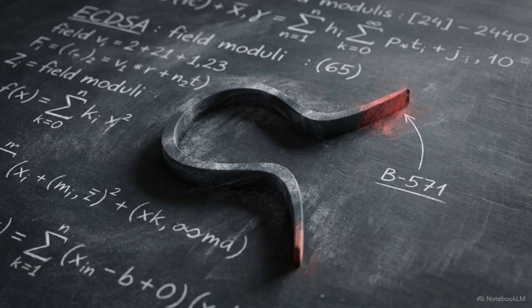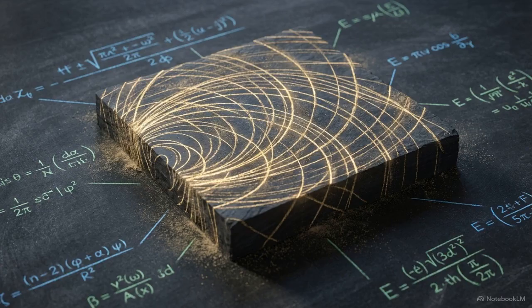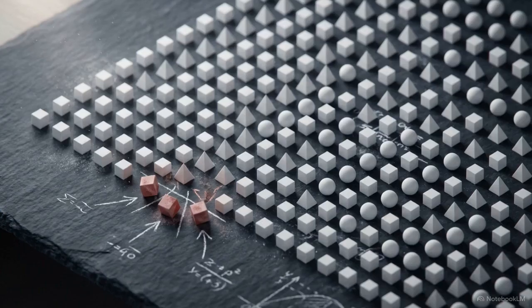The final negative coordinate, -571, matches the 571-bit length of the NIST B571 standard curve. This is an algorithmic parameter defined by the National Institute of Standards and Technology to secure elliptic curve cryptography. The system interprets these deep negative coordinates as deterministic error vectors.